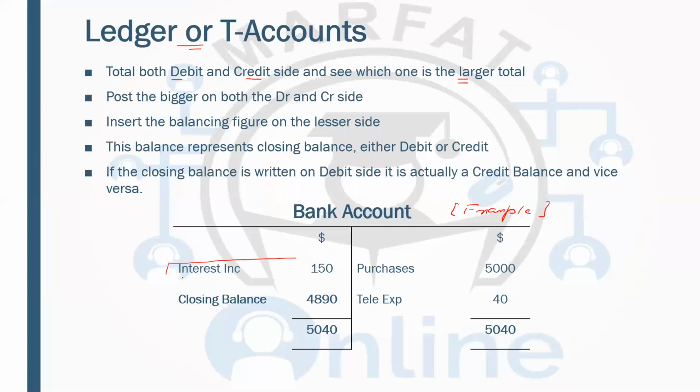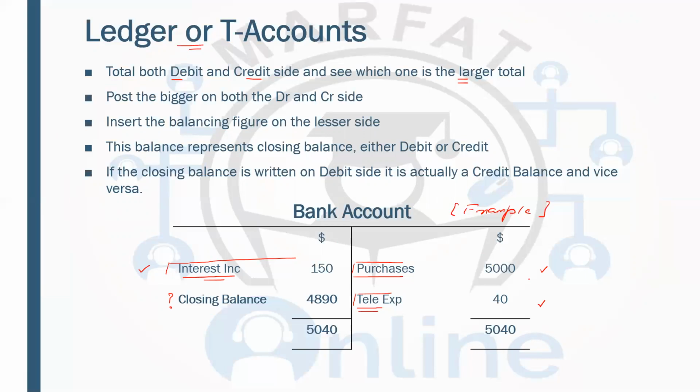Interest income has been received in your bank account because it is on the debit side. Then you made purchases from your bank account, which is on the credit side. And you also paid a telephone bill from your bank account, which is on the credit side. So you have done three transactions from your bank account. If you're wondering what this closing balance is, I'll be telling you in a while.